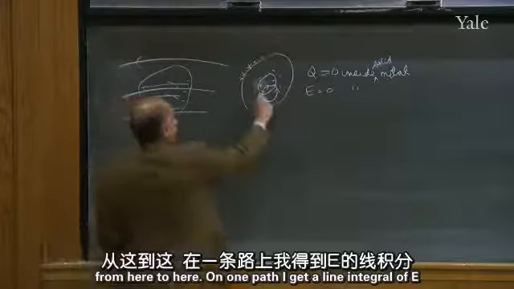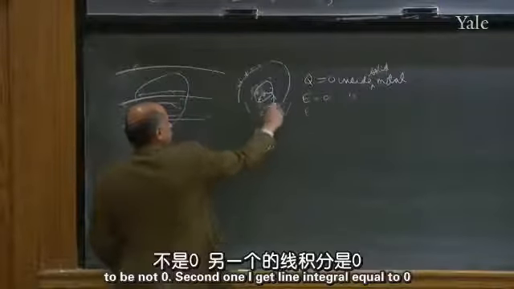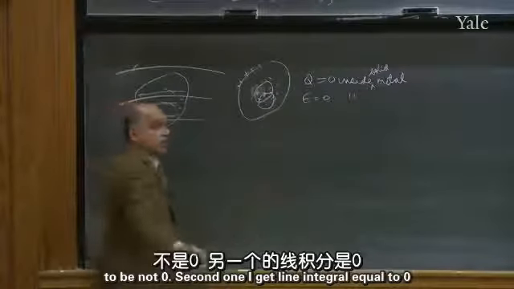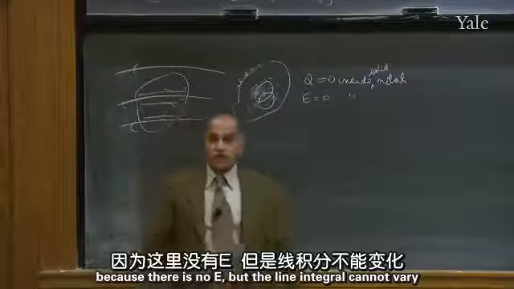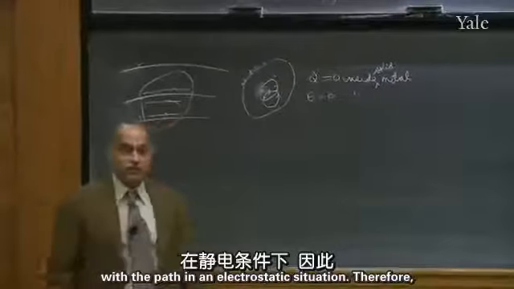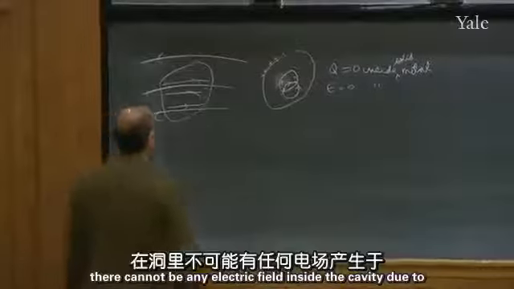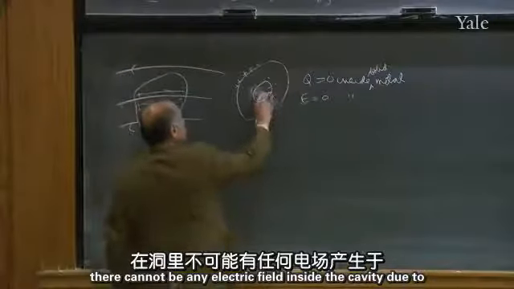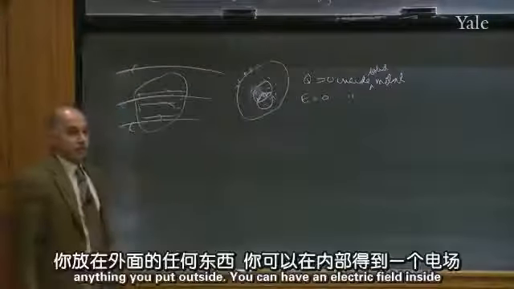On one path, I get the line integral of E to be not 0. On the second one, I get the line integral to be 0 because there is no E. But the line integral cannot vary with the path in an electrostatic situation. Therefore, there cannot be any electric field inside the cavity due to anything you put outside.